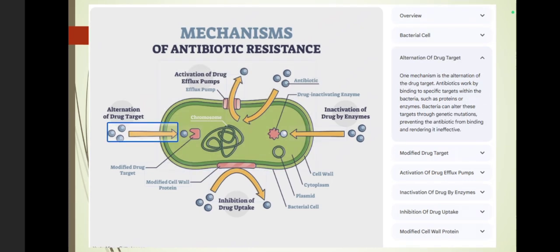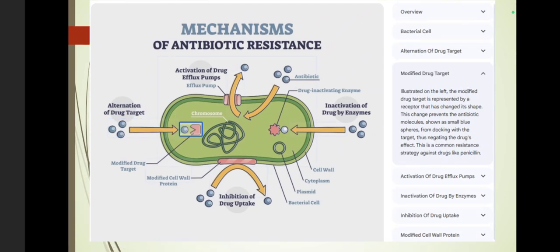Alteration of drug target. One mechanism is the alteration of the drug target. Antibiotics work by binding to a specific target within the bacteria, such as proteins or enzymes. Bacteria can alter these targets through genetic mutations, preventing the antibiotic from binding and rendering it ineffective.